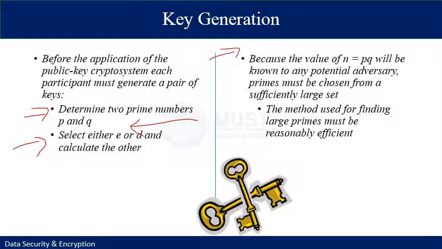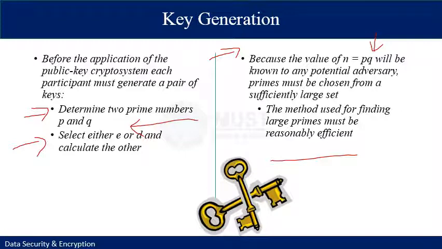Because the value of n is calculated by multiplying P and Q, it will be known to all the stakeholders and potential attackers. So primes must be chosen from a sufficiently large set. If we have a small set, it is easy to guess the number n. So the method for finding large prime numbers must be reasonably efficient, which is quite a difficult task, and at present there are no useful techniques that yield a large number of primes, so some other means of tackling the problem is required.